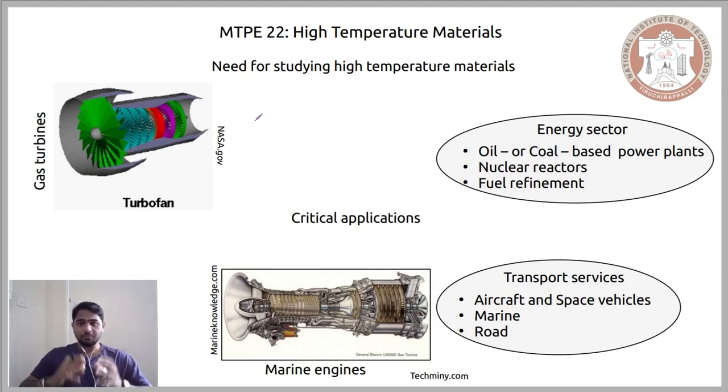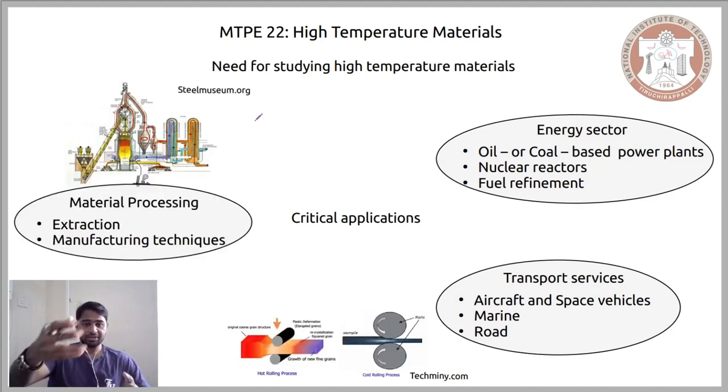Now, apart from this energy and transport sector, there are also other services wherein high temperature materials come into play. These are material processing units, the ones that we are largely acquainted with. Now, we know that to have a desired material, we need to extract it from its ore, and this we have seen in the previous slides as well.